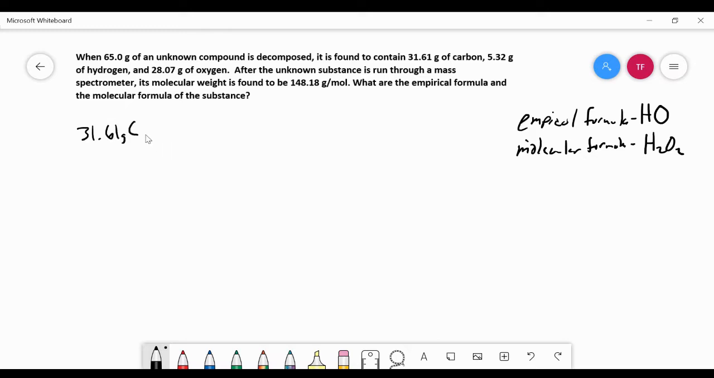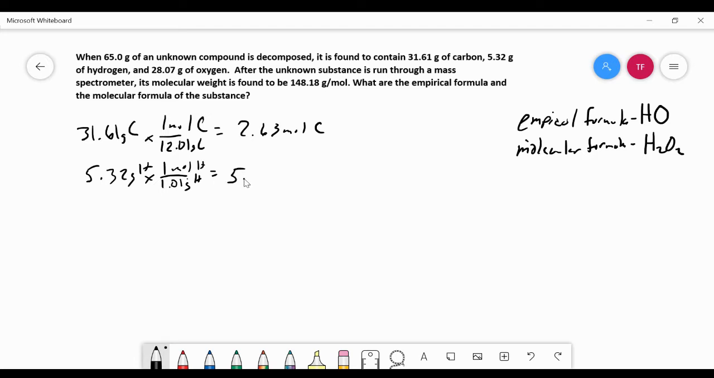So 31.61 grams of carbon. There's 12.01 grams of carbon in every 1 mole of carbon. If you do the math on that, you will get 2.63 moles of carbon. That's how many moles of carbon are in this unknown substance. We're going to do the same thing with the hydrogen and with the oxygen. For hydrogen, there's 1.01 grams of hydrogen in 1 mole of hydrogen.